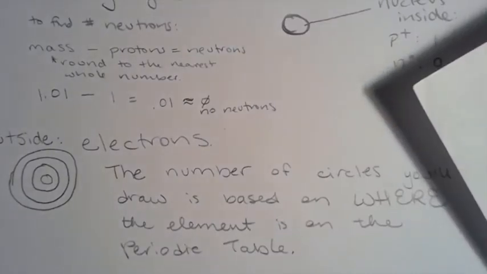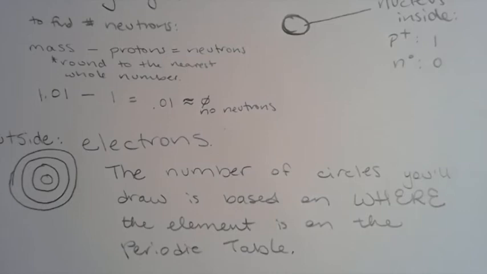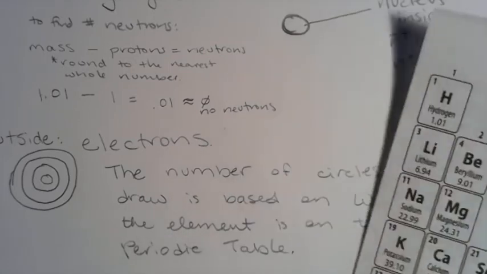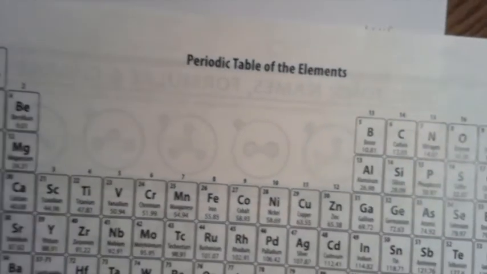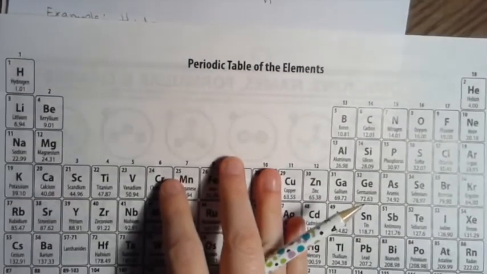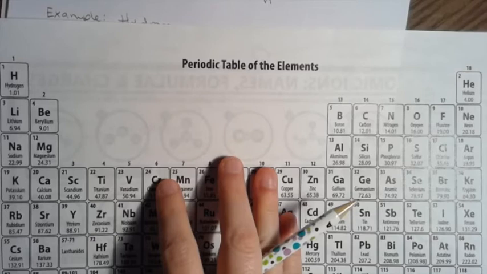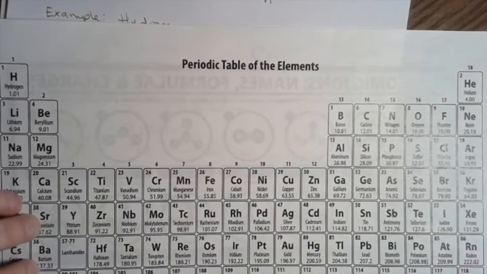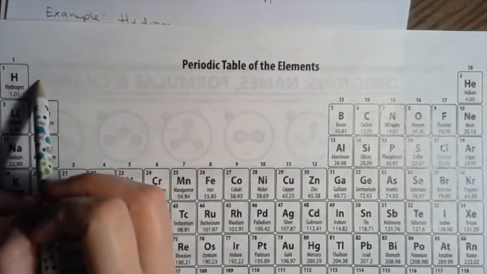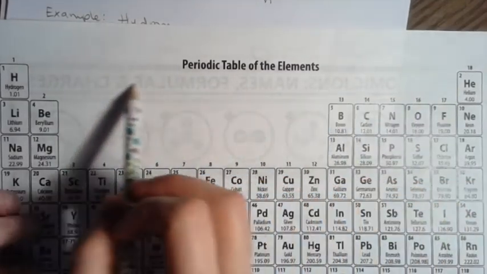Here's your first step in that general realm. The number of circles you'll draw for your Bohr structure is based on where the element is located on the periodic table. If the element is located on the top row, you will draw one circle. And I zoomed out real big because the top row has some space in between. We'll figure out why in just a few weeks, you'll know with total confidence why there's all this space in between. But this top row is this right here.